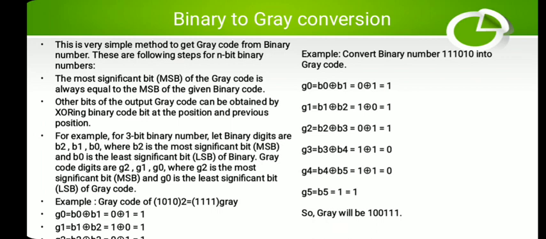Then in the same way, the second bit you will XOR with the third bit, and the result of the XOR of the 2 bits you take as the third bit of the gray code. This way for 3 bits you can do, then for 4-bit the XORing will go on increasing. XORing means exclusive ORing. You can see the symbol in the slide. It is a plus sign with a circle, hence it is called exclusive ORing.